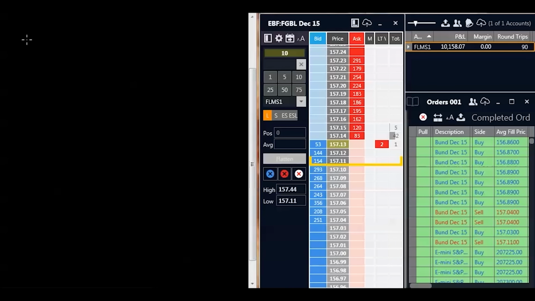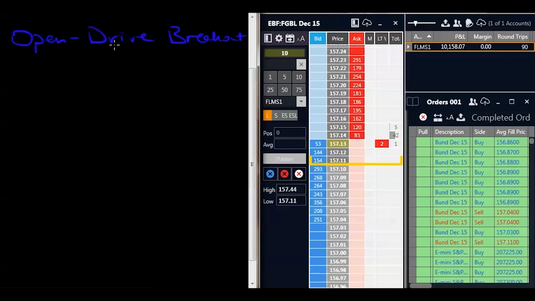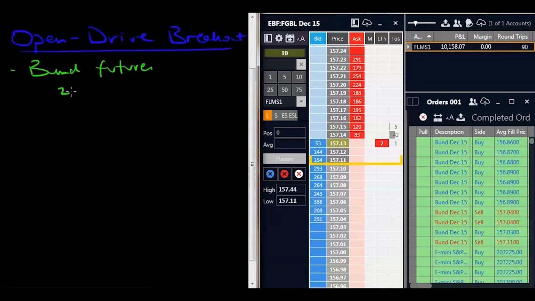So specifically, we're looking at an open drive breakout that is in the Bund futures, my favorite of all markets. And the date of that breakout is on the 2nd of November 2015. So if you guys do want to go back and check this out, you can see this. It's between 8 and 9 o'clock a.m.